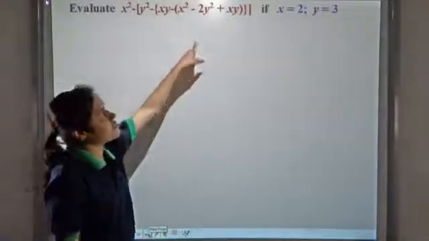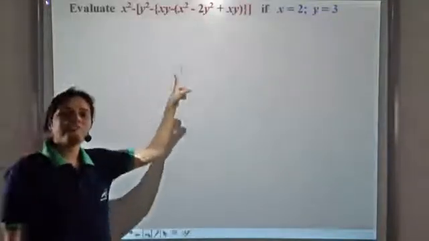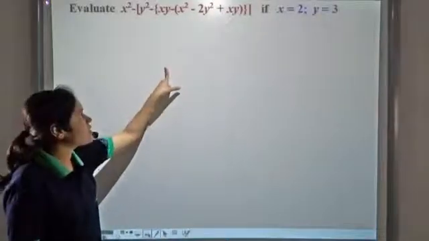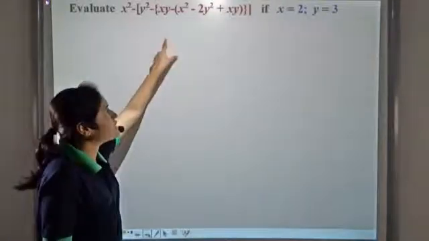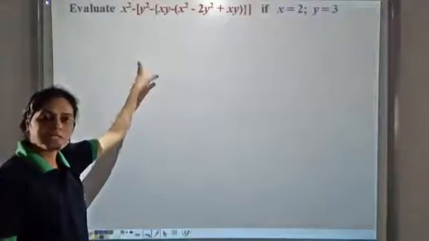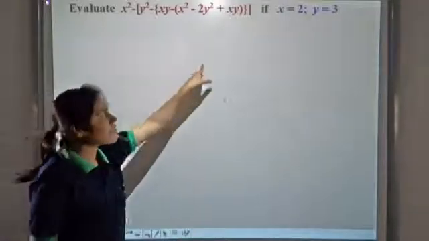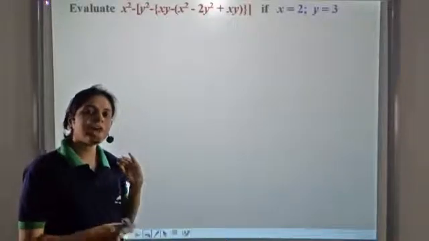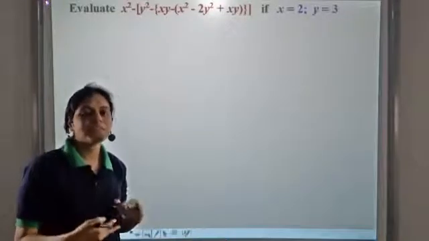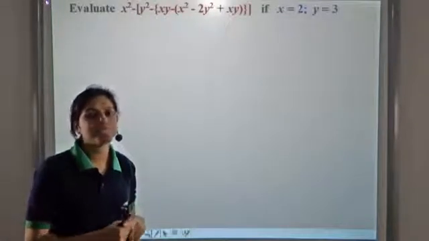Now evaluate this expression when x is equal to 2 and y is equal to 3. Now there are two ways of evaluating this expression. First is by substituting the values of x and y in the entire expression and then calculating it like we have been doing till now. Second is by simplifying this expression in terms of x and y, and then when we have the simplified form, we substitute the values of x and y. Let us solve by both the methods and see which one is better.